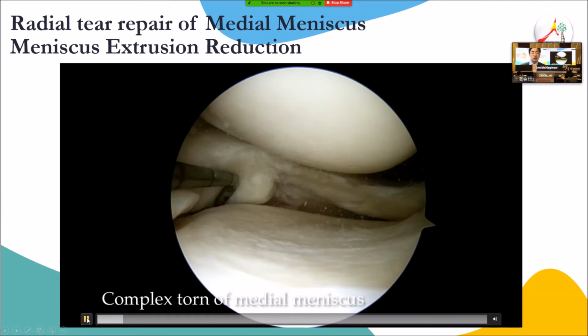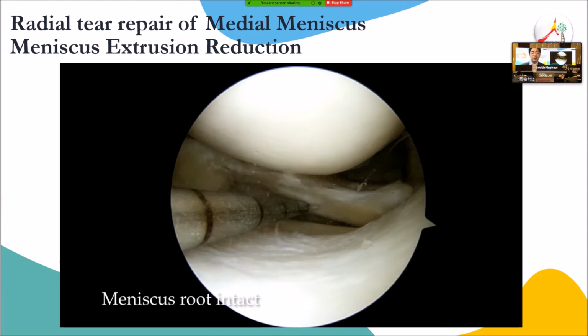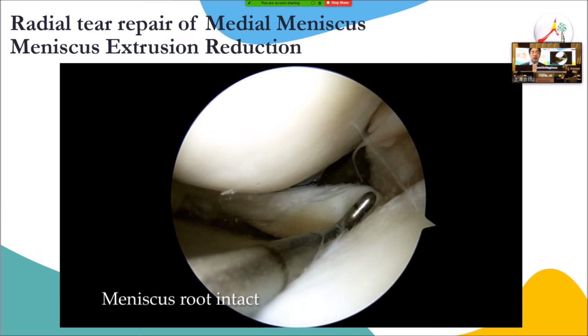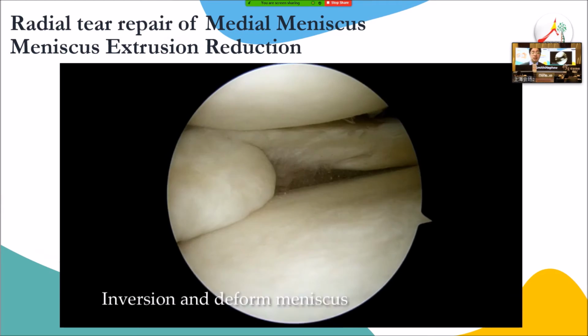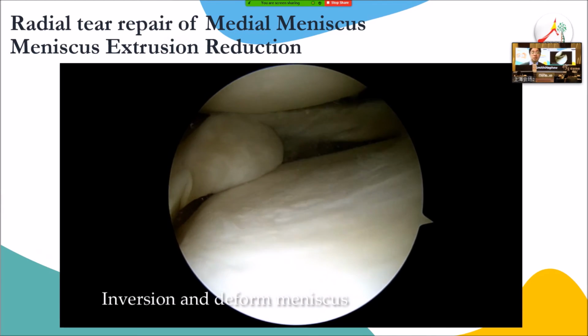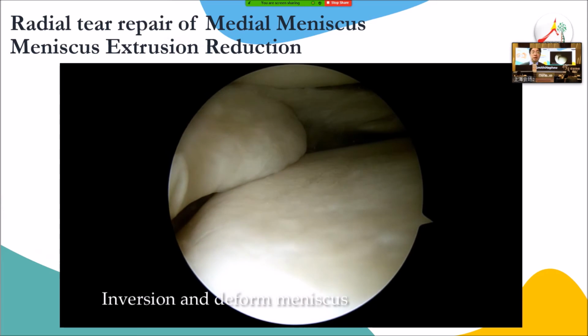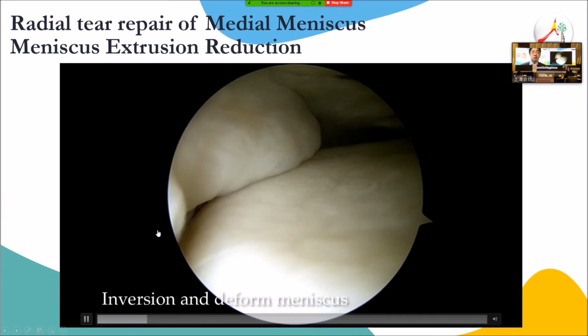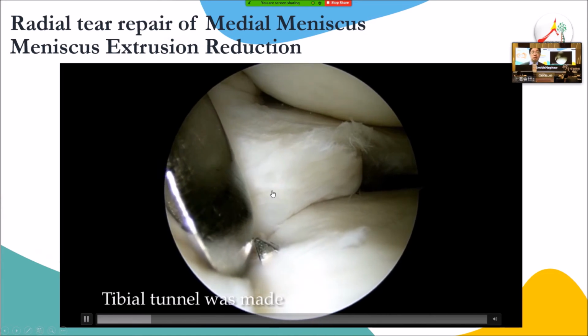Okay, so first I identify the tear site. This is a chronic tear, and patients start to have some cartilage damage, right? You see, this is a radial tear. So first of all, I do the extrusion reduction. You see a lot of extrusion. It's like you have no meniscus.